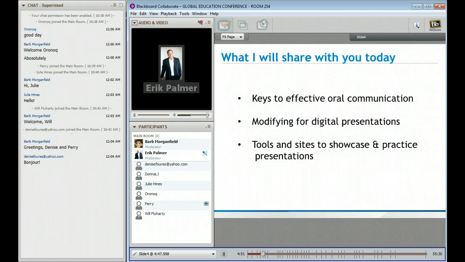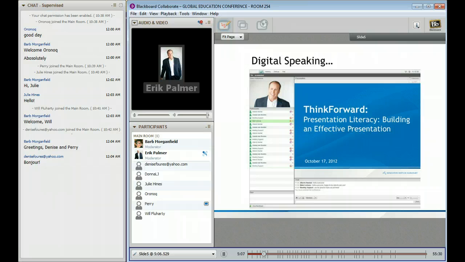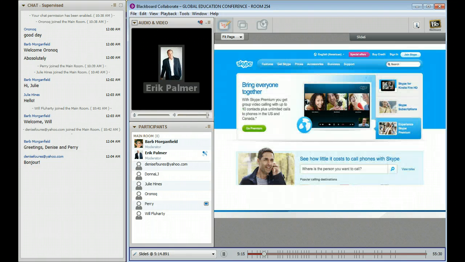Now, what I want to share with you today are some keys to effective oral communication, all oral communication, not just digital. I'll show you some ways we have to modify to be more effective with our digital presentations, and then if we have time, give you some tools and sites that you can use to practice and showcase your projects. We've got this new realm of speaking, digital speaking, webinars, like this one, like the one I did for Houghton Mifflin a couple of weeks ago.